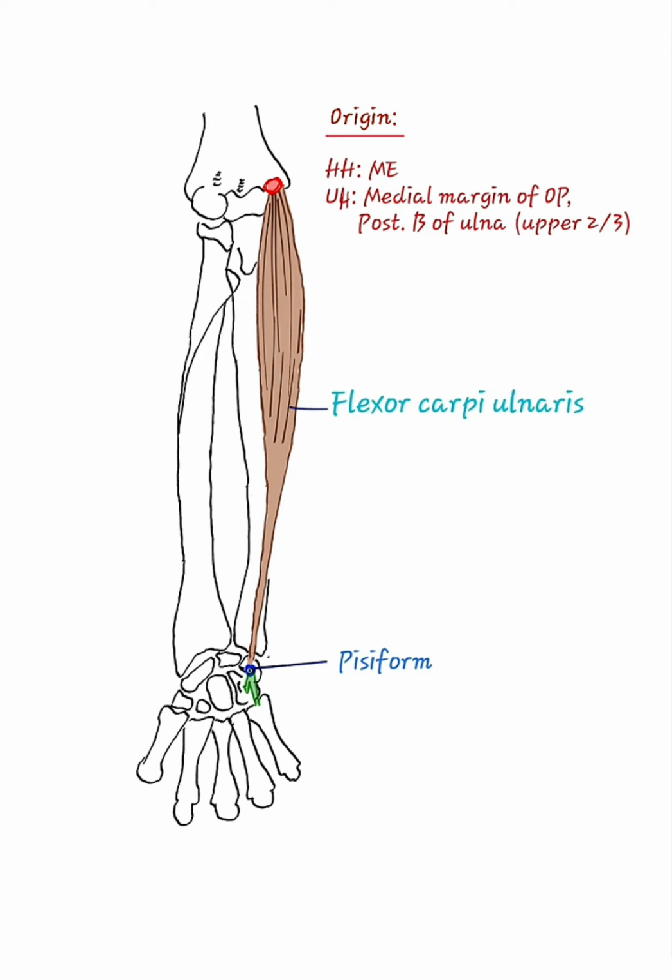Insertion, it inserts on pisiform bone. The insertion is prolonged to hook of hamate and base of fifth metacarpal. The insertion is prolonged to hook of hamate through pisohamate ligament, and to base of fifth metacarpal through pisometacarpal ligament.